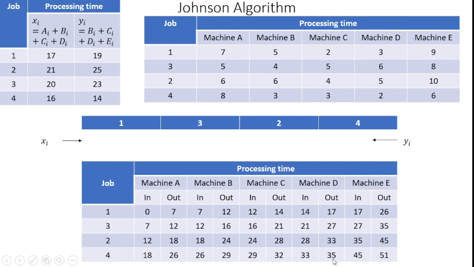Before that, I have to compare 35 minutes with 45 minutes. 45 minutes is the maximum, so job 4 enters machine E at 45 minutes. Now finally the processing time of job 4 is 6 minutes, so 45 plus 6, 51. Likewise, I can tabulate and identify the processing time of every job with every machine.